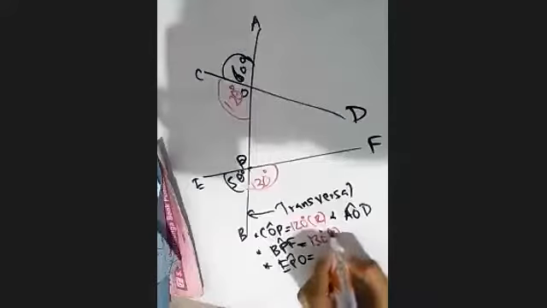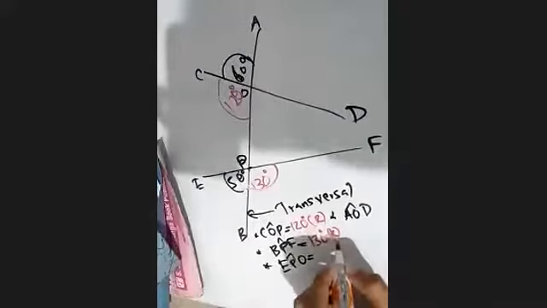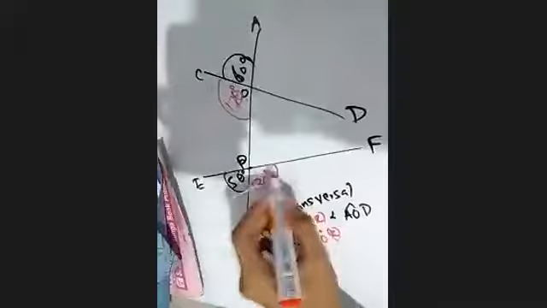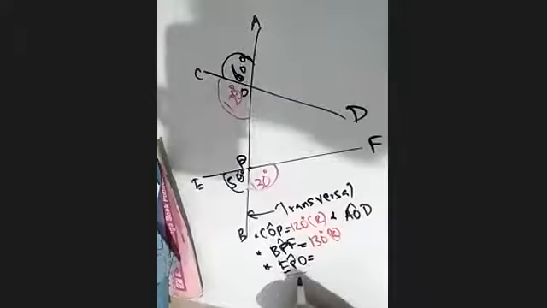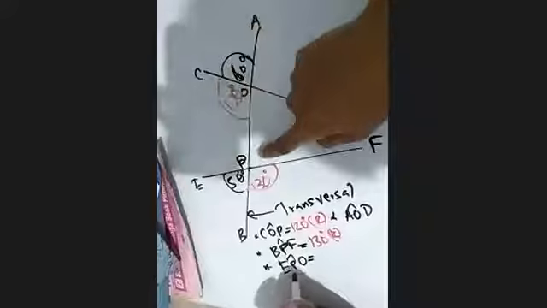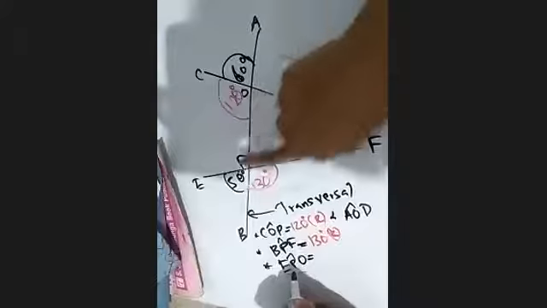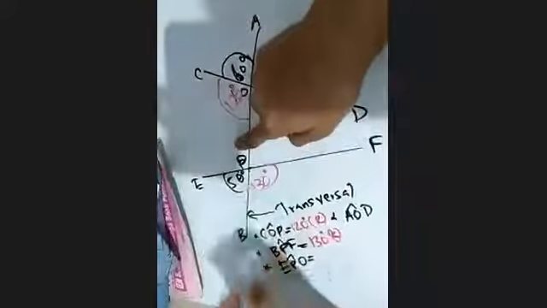You have to write the reason. Reason is important, right? Or you can write down: adjacent angles on a straight line will add up to 180 degree. Okay, then I was asking you EPO. Where is EPO, students? This is 50. So again a straight line.